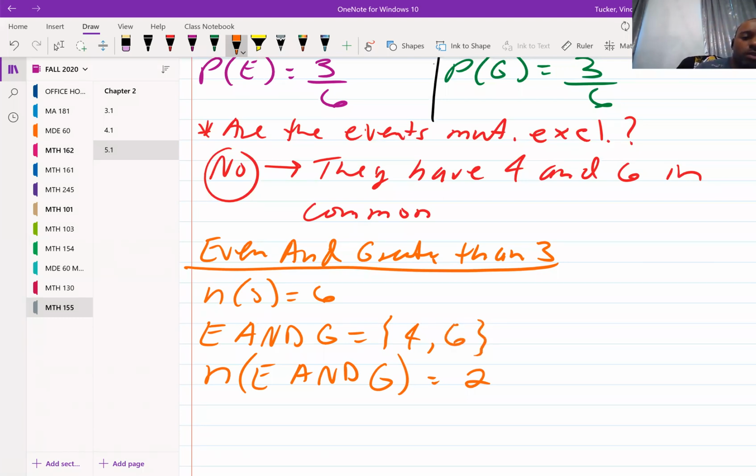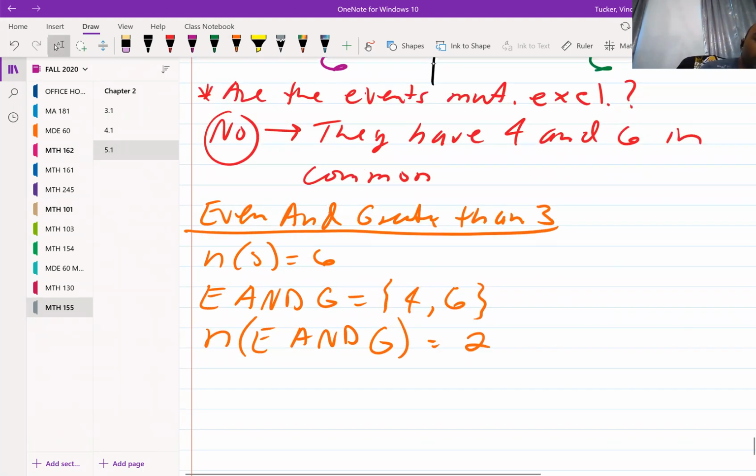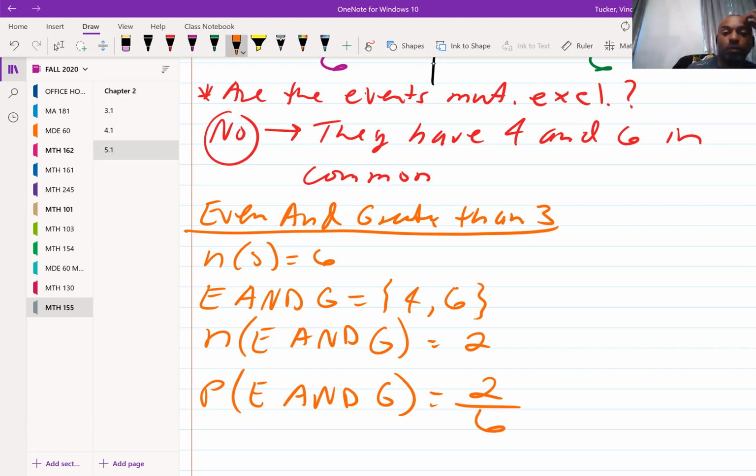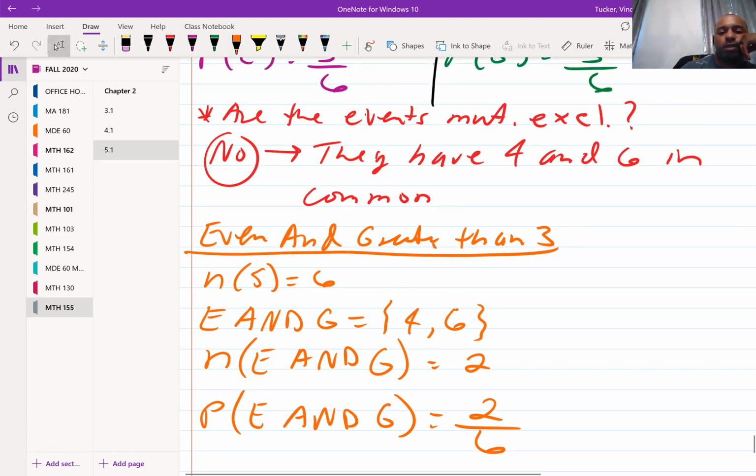All right, so then we have the probability of E and G. It's going to be 2/6. All right, so before we finish this off, any problems with what we've done?